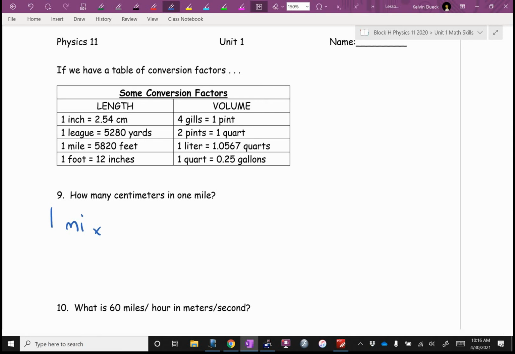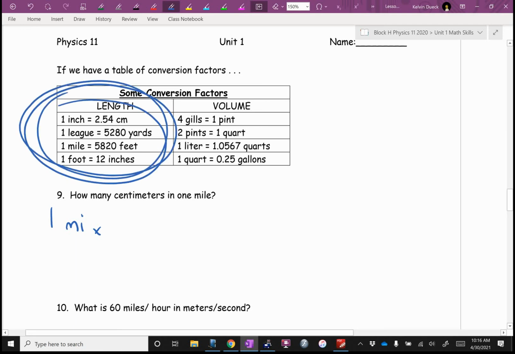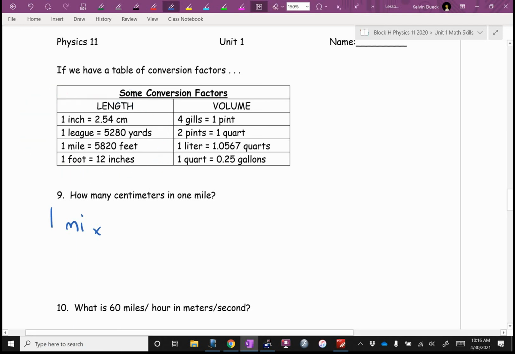Miles into meters? What? I don't know how many miles are in a meter or meters in a mile. My bad. Look here. Is there something I can change? Need you to focus, please.